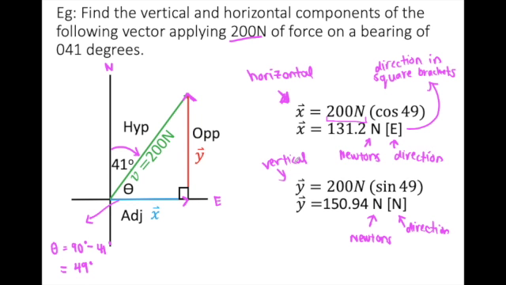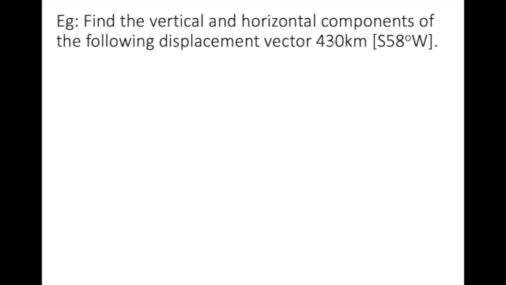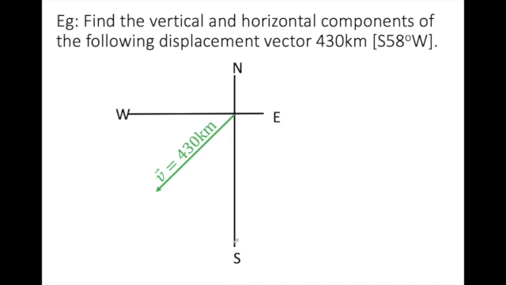Okay, so let's do another couple examples. I think two examples so that you're getting really comfortable with this. So find the vertical and horizontal components of the following displacement vector: 430 kilometers south, 58 degrees west. So you're going to draw 430 kilometers, and because we always measure from south going west, this is going to be 58 degrees here. And then you're able to draw your horizontal and your vertical component, nice and color-coded for you.